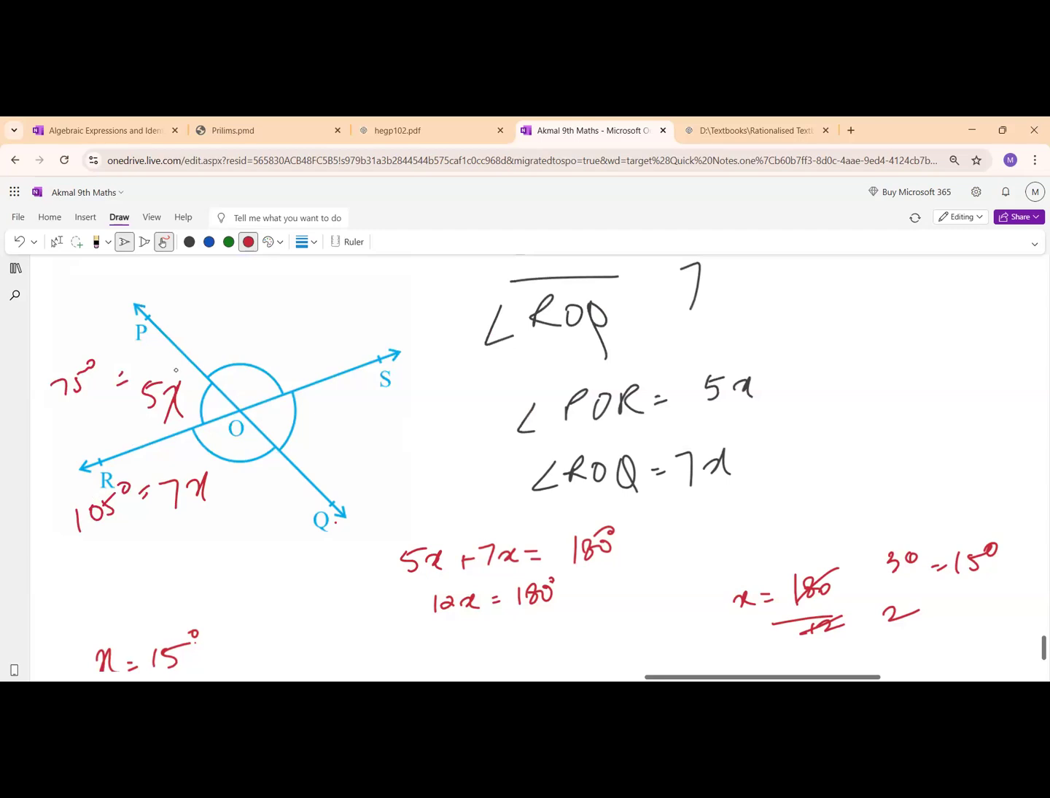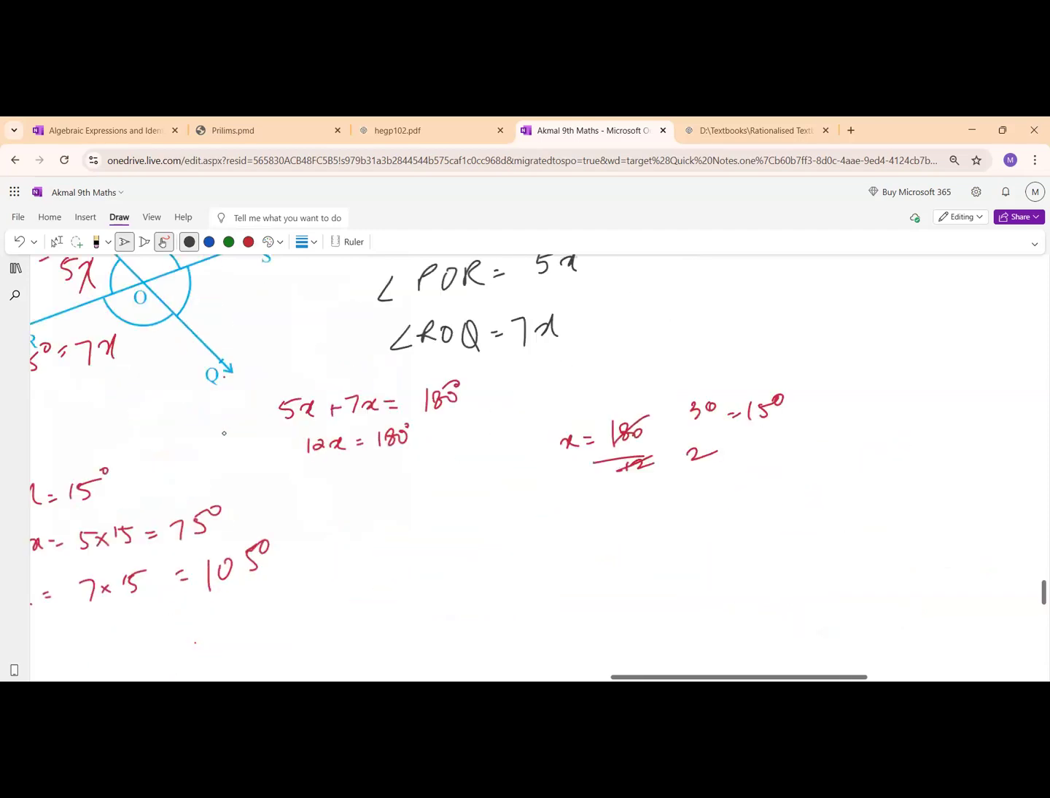Yes, sir. Now, Akmal, they are asking to find all the angles. So, see, Akmal, you have to write down everything. While you are solving the question and you use this concept of linear pair, that is their sum is 180, write linear pair in the bracket. This is very important. You have to write the reason in every question.